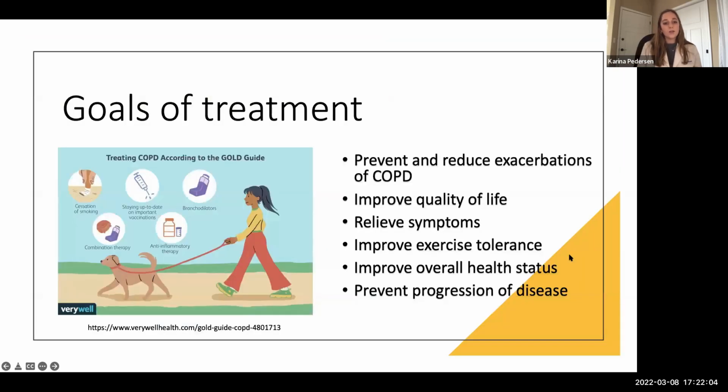Okay. So for goals of treatment, what we say is that we like to prevent and reduce exacerbations of COPD. As I said, they're expensive and nobody likes being in the hospital. So that's what we try to do when we're talking about treatment. We also want to improve quality of life. We want to relieve your symptoms, improve your exercise tolerance, so making sure you can go longer in your walks, and improve overall health status. We also want to prevent progression of the disease.